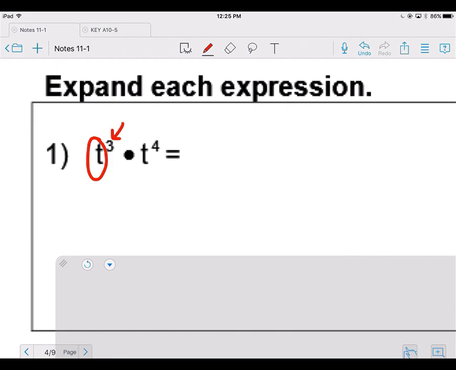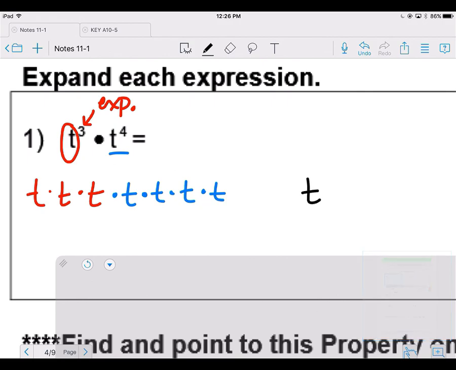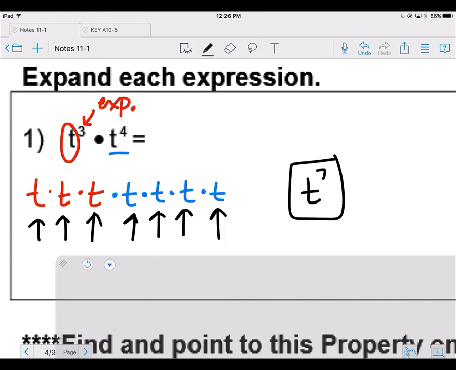is being raised to the exponent, and your exponent tells you how many times you multiply that base times itself. So t is our base, and it is being raised to an exponent of 3, meaning it is t cubed, or t times t times t. T to the 4th is the same base of t, but this time times itself 4 times. Now, in all, when we count, we have 1, 2, 3, 4, 5, 6, 7 t's total being multiplied by itself. So t to the 3rd times t to the 4th is going to equal t to the 7th.